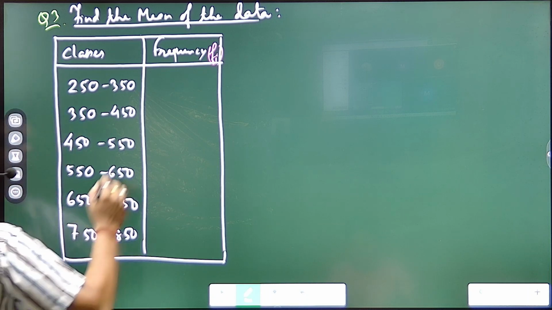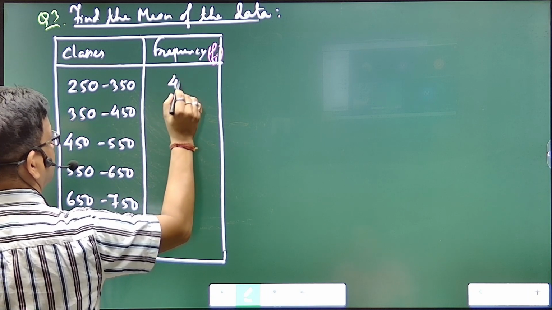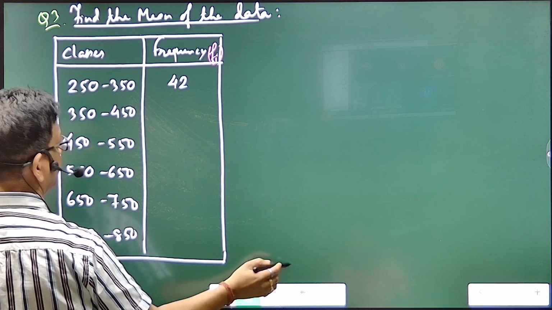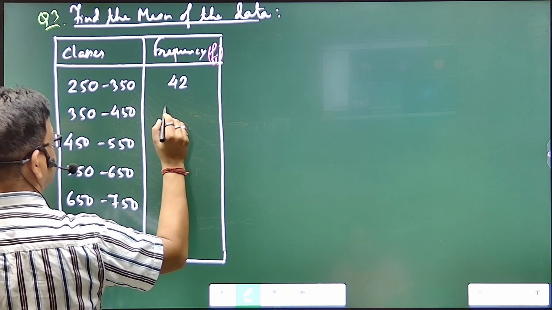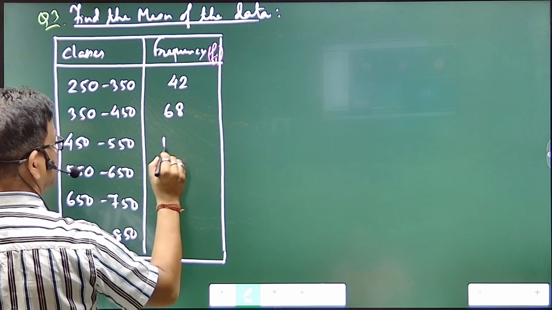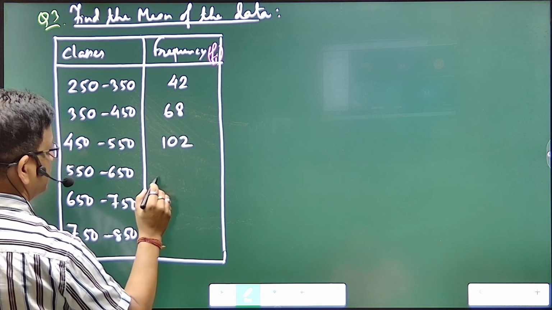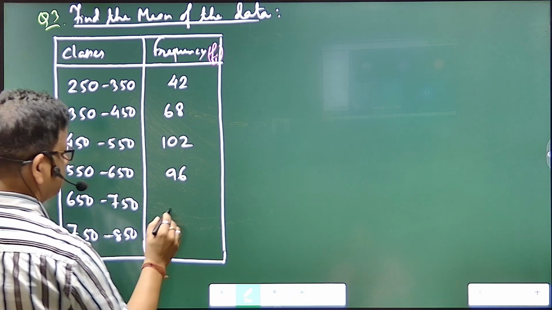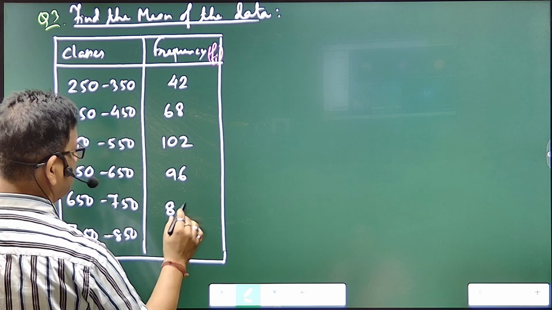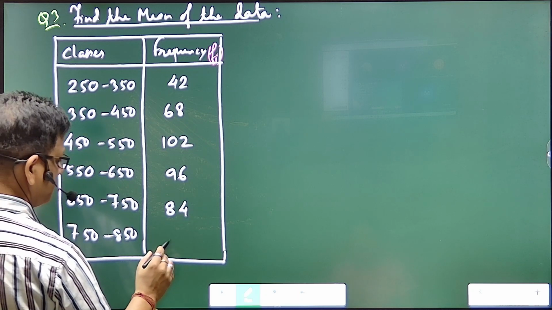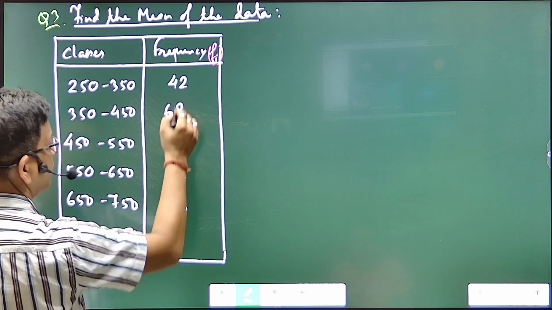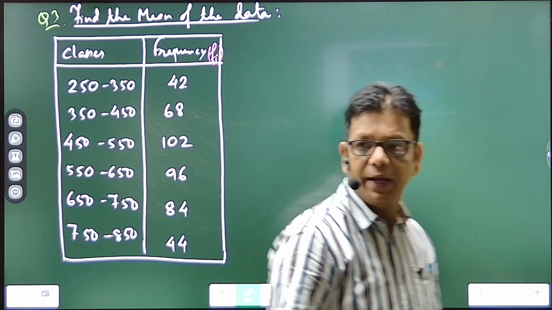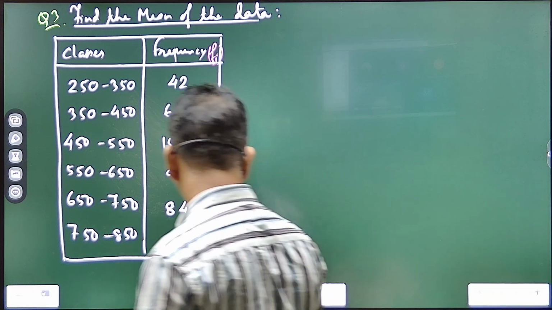And the number of students, suppose 28, 30, 42, 68, 102, 96, 84, and suppose 40, 44. Okay. I'm going to explain you the last method.